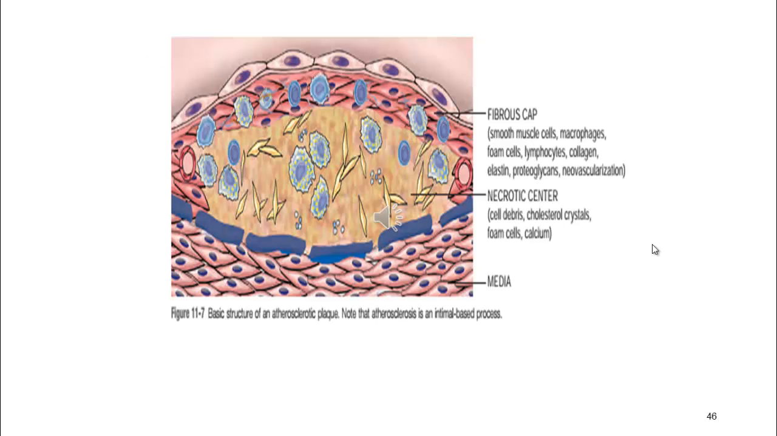In this diagram, you can see the components and the structure of an atherosclerotic plaque. Starting from the top, there is the endothelial lining, and beneath this endothelial lining there is a fibrous cap composed of smooth muscle cells, macrophages, foam cells, lymphocytes, collagen fibers, and proteoglycans. Its core is composed of necrotic material, containing necrotic cellular debris with cholesterol crystals, foam cells, and calcium.